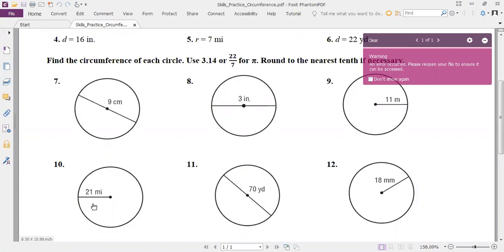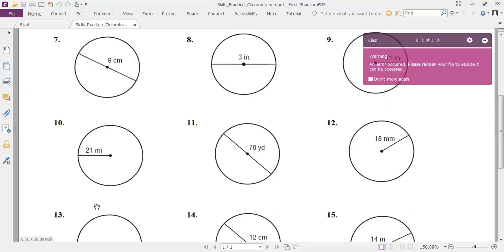Radius. This one is what? Radius, right? Okay. What is the circumference in this case? Will I use pi times d or 2 pi r? 2 pi r. So write with me on your calculator, please.